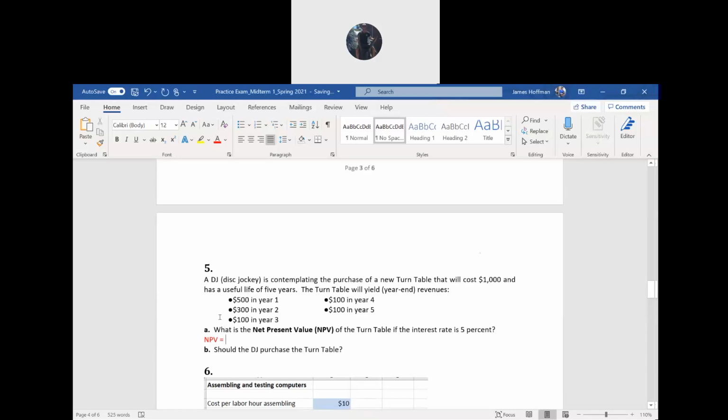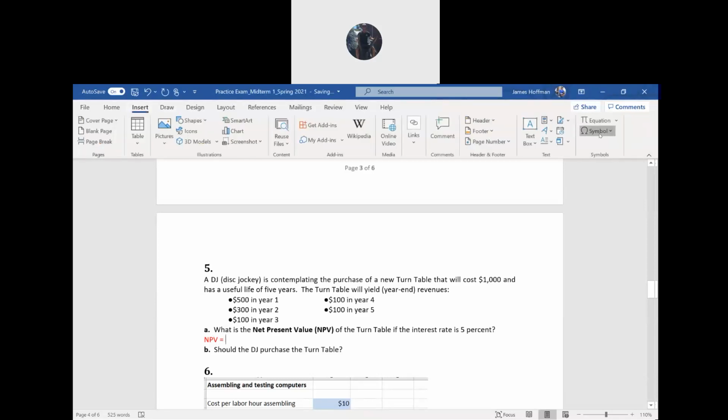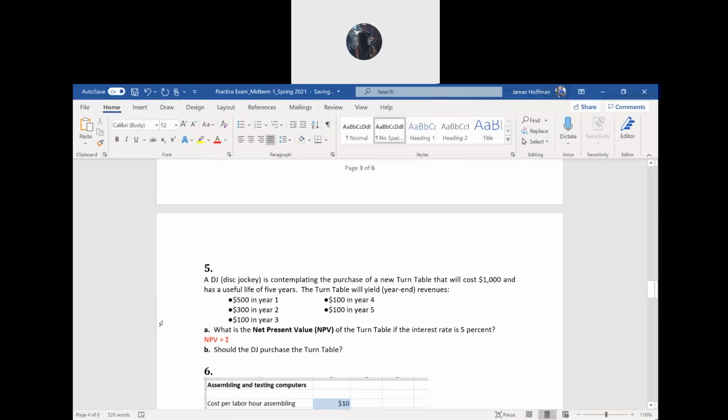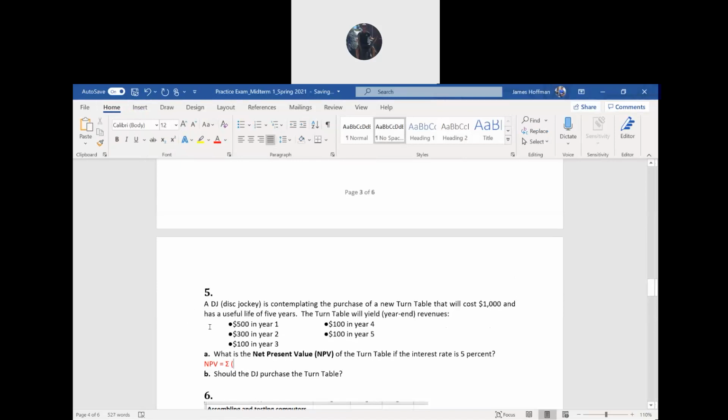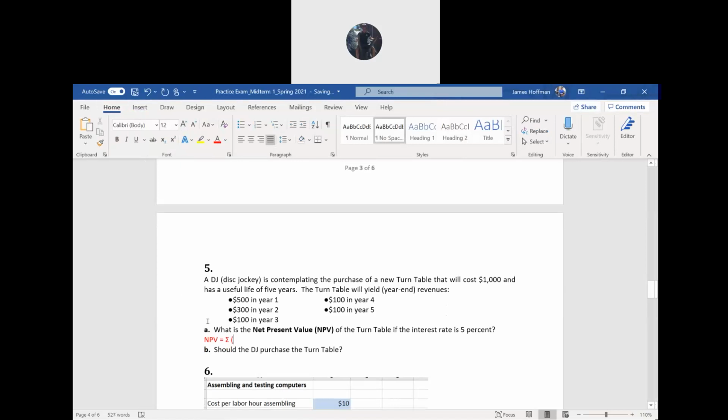Okay, so the net present value is the sum. Okay, and remember you calculate present value by looking at the discounted future value. So for each term, it's the future value.